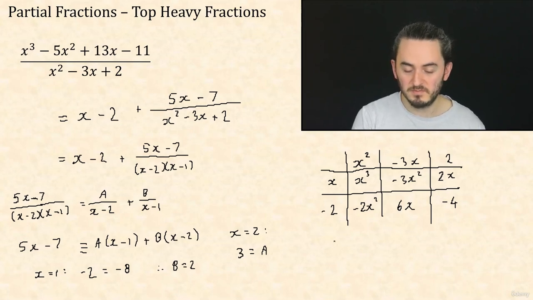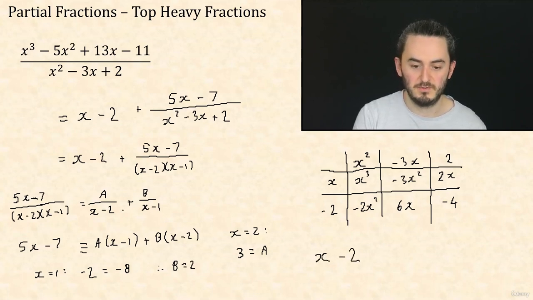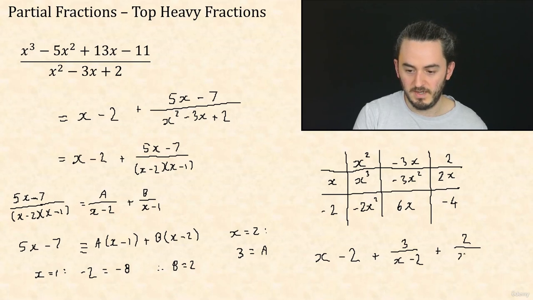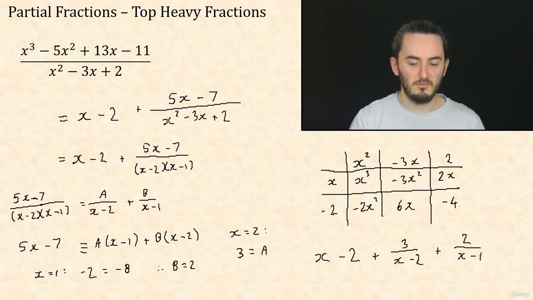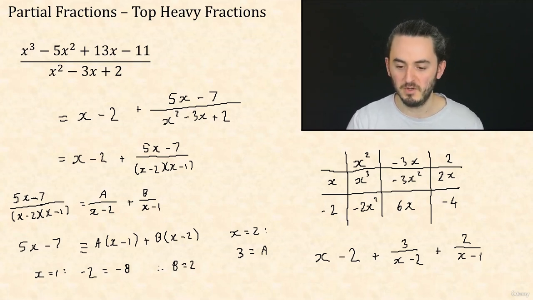And what does that mean? It means in total, this giant algebraic fraction up here was equal to x minus 2, and then plus this bit split into partial fractions. So a over x minus 2, so that's 3 over x minus 2. And then b was 2, so plus 2 over x minus 1. Quite a lot of work there. It's unlikely in an exam that you would be required to do that whole thing in one go. It'd probably be broken up for you, but in principle you need to know that full process.